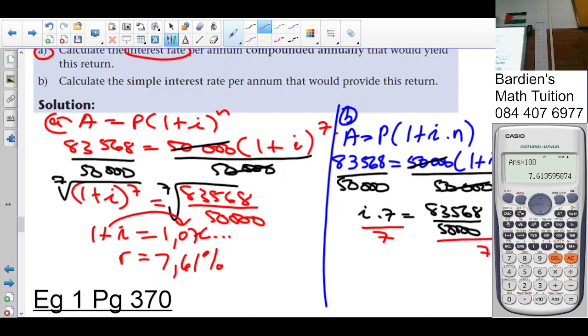So my i, that answer I multiply by 100 to get the rate. So I have 83,568 over 50,000 minus 1, and that's in your numerator. Okay? And that is over 7. So that is 0.0959, the number case. But they want the rate, and your rate is 100 times i, which gives me 9.59%.